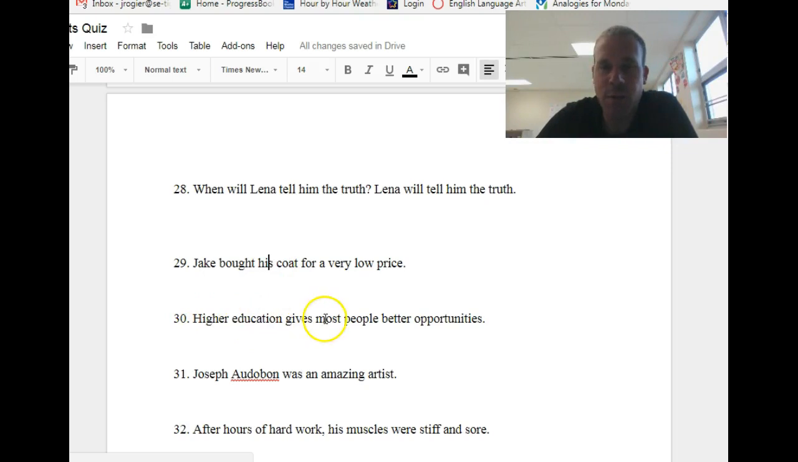30, higher education gives most people better opportunities. Education gives. Whom or what does education give? It gives opportunities. Opportunities is the direct object. Who does it give those opportunities to? People. So people is the indirect object.